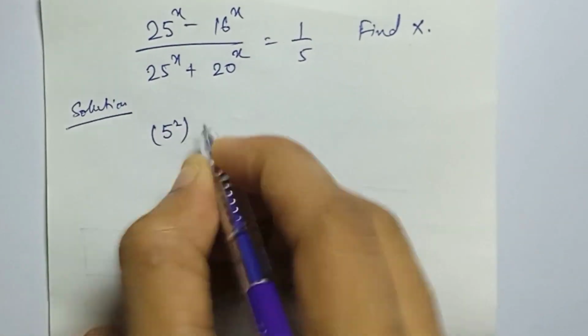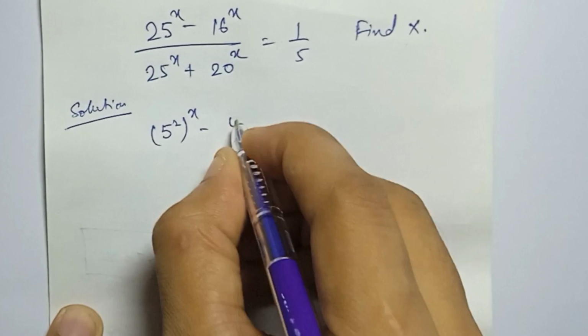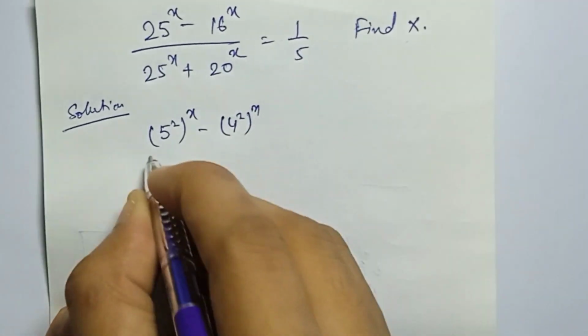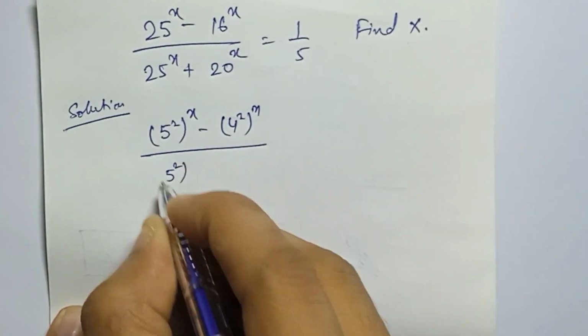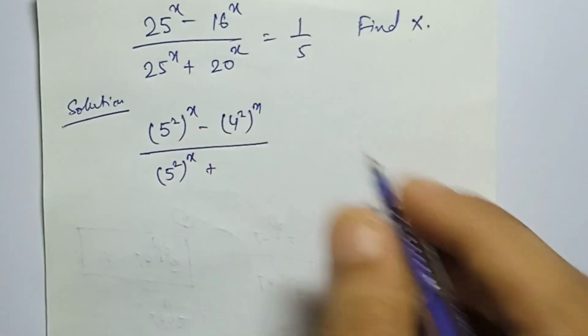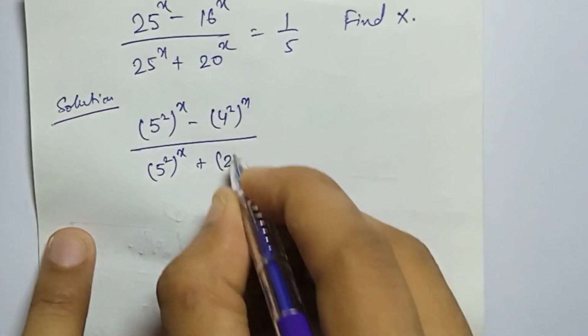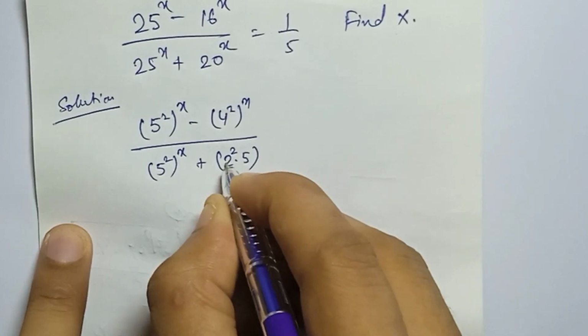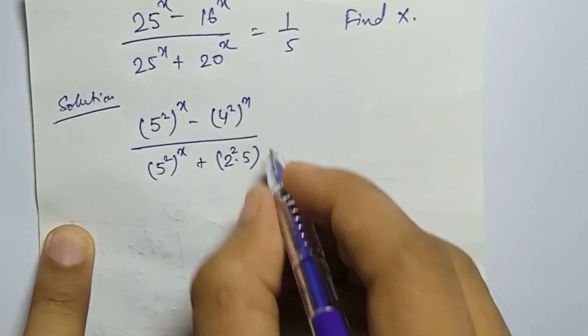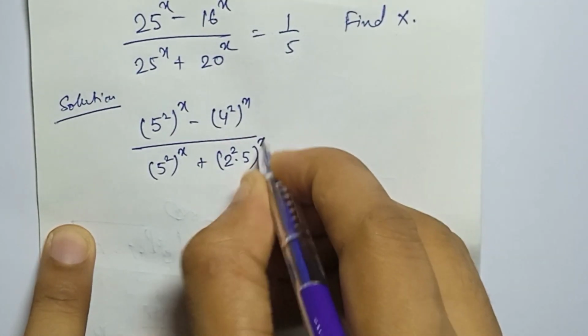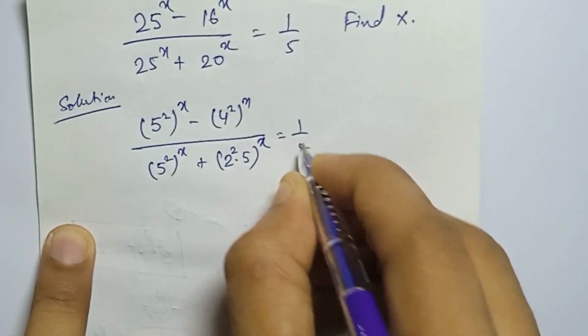25 को हम 5 टू द पावर स्क्वायर टू द पावर एक्स लिख सकते हैं, सेम एज 16 को हम 4 स्क्वायर टू द पावर एक्स, सेम एज डिनोमिनेटर, plus 20. Now 20 we can break as 2 to the power square into 5. 2 to the power square is 4. 4 into 5 we get 20, is equal to 1/5.